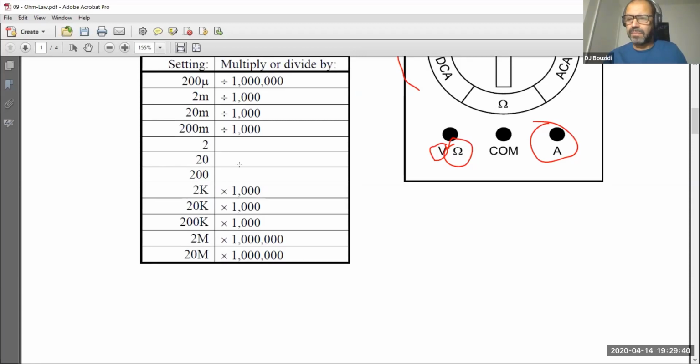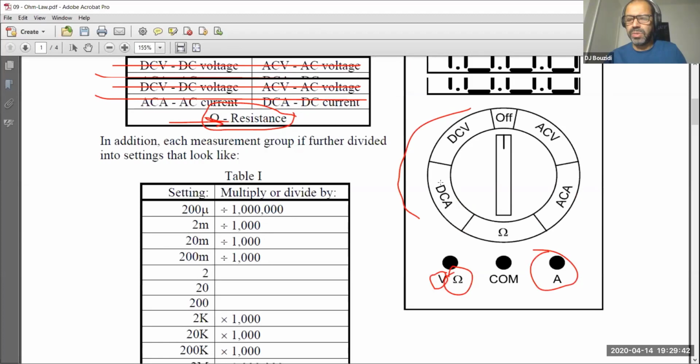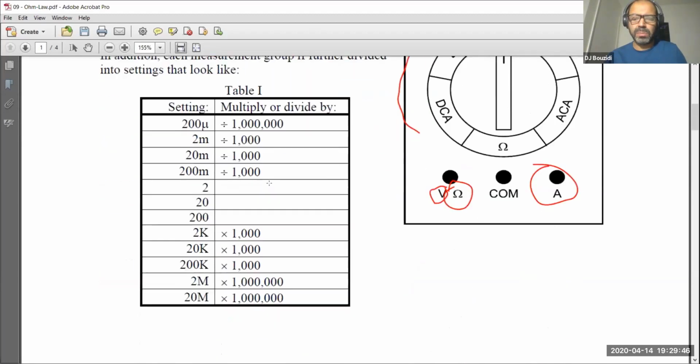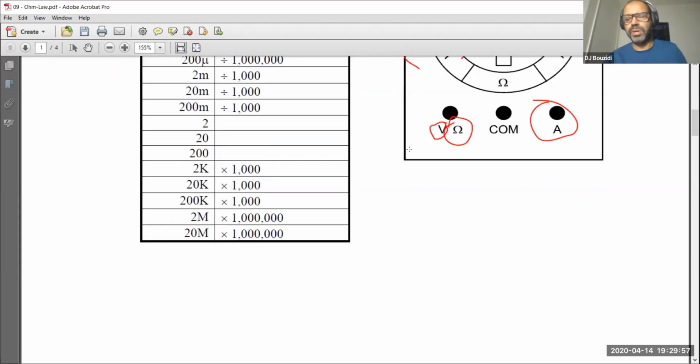Whatever reading the multimeter is telling you in this digital display, you either divide or multiply by this number, depending on the setting where you have. Because in these regions in here, for example, there are subdivisions that you need to be aware of, trying to pick up the reading in there, okay?